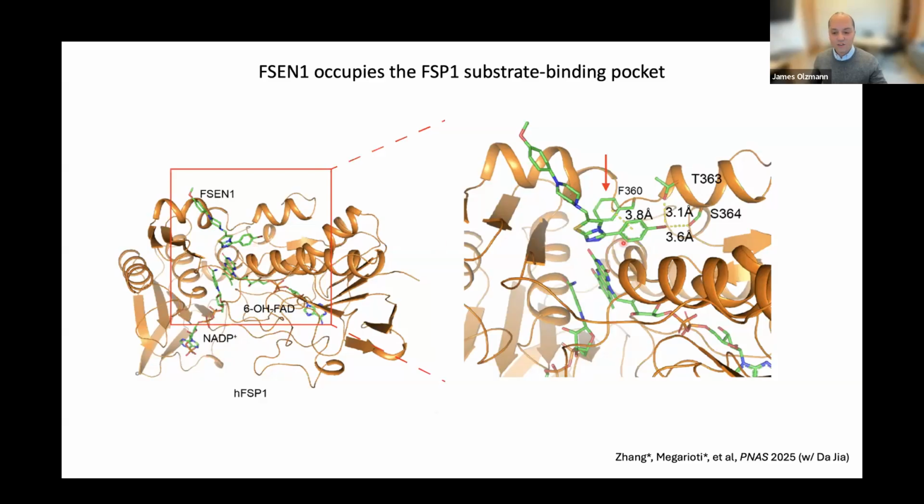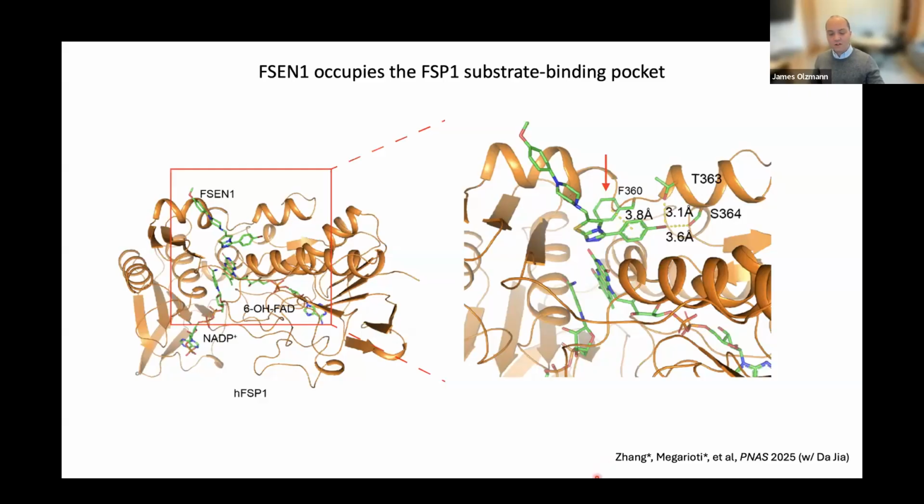And importantly, this showed some key contacts. For example, it makes this pi-pi stacking interaction with phenylalanine 360. This also solved the mechanism, in that we know this is the substrate binding pocket for CoQ. So it seems that FSEN1 is a competitive inhibitor of FSP1, and likely this pi-pi stacking interaction is very important. And indeed, in experiments I won't go into, we can mutate this phenylalanine to a leucine or an alanine, and we lose the ability to inhibit FSP1 with FSEN1.